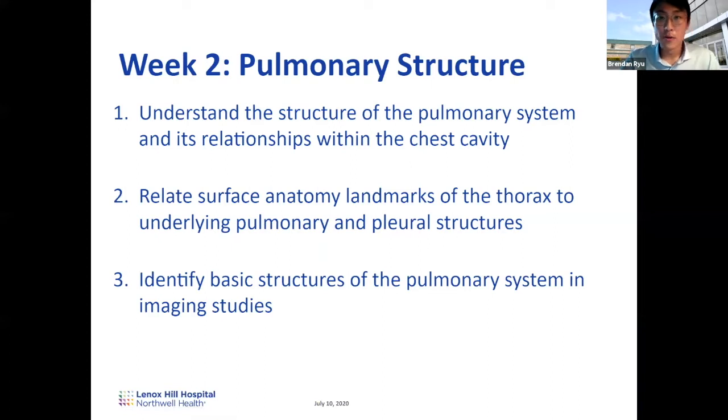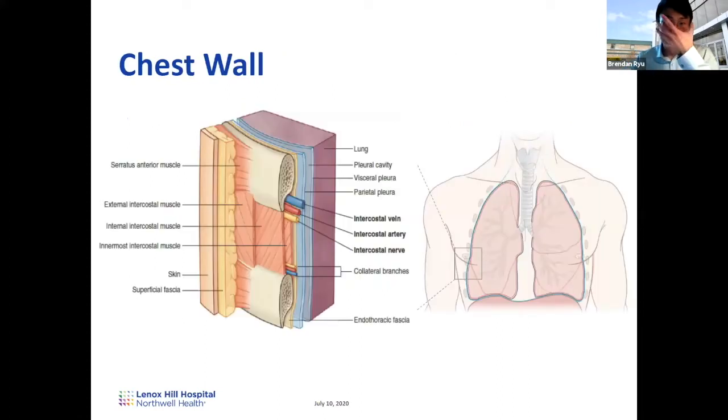So week 2, pulmonary structure. These are the goals that we have for everyone. Understand the structure of the pulmonary system and its relationships within the chest cavity. Relate surface anatomy landmarks of the thorax to underlying pulmonary and pleural structures, and identify basic structures of the pulmonary system in imaging studies. Next slide, please. So for today's lecture, I'll be getting started off, and then Morgan will be transitioning.